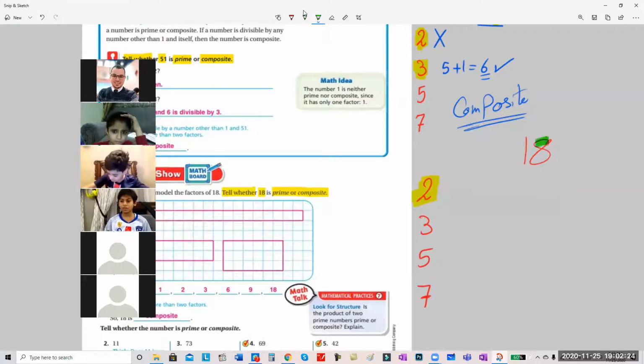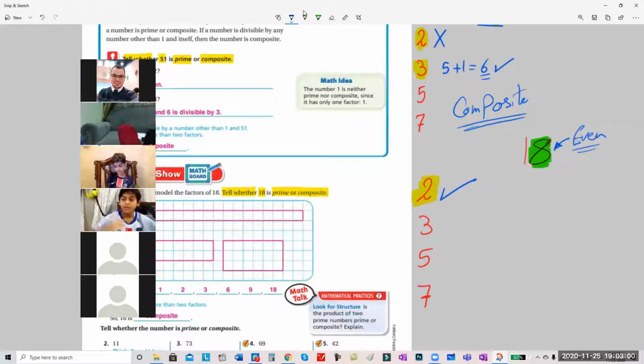So you have to look at the ones place, right? The ones place here is 8, right? So is 8 even or odd? Even, right? So can we divide it by 2? Yes, we can. Even numbers go with 2. So we can divide 18 by 2.